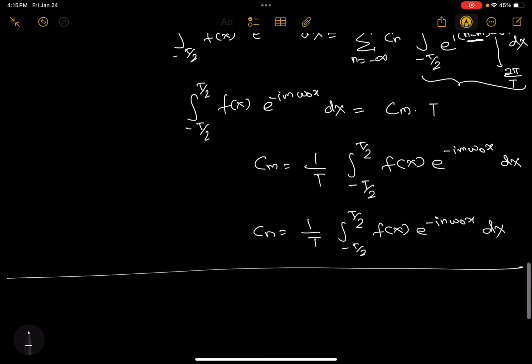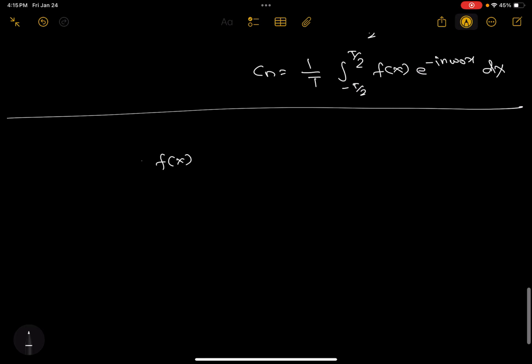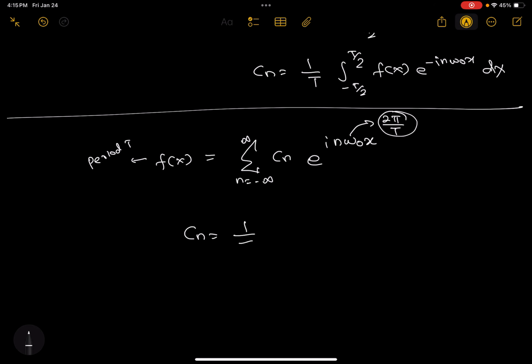So for any f of x of period T can be written as this infinite series going from minus infinity to infinity with some coefficients c sub n and e to the power i n omega naught x, where omega naught is 2 pi by T, right? And this c sub n can be found using 1 by T integral from minus T by 2 to T by 2 of f of x e to the power minus i n omega naught x dx, where this omega naught is just 2 pi by T.